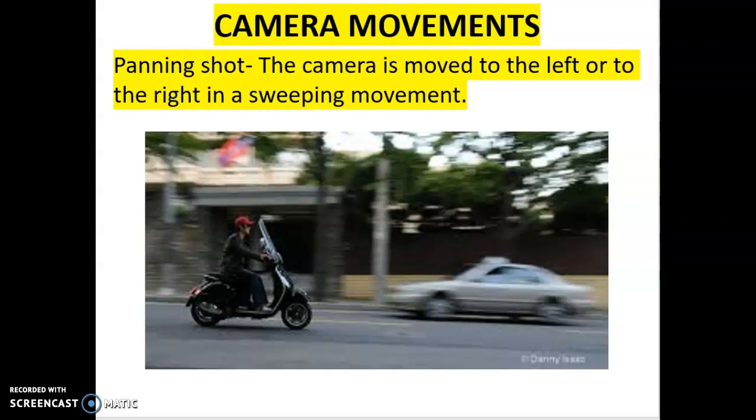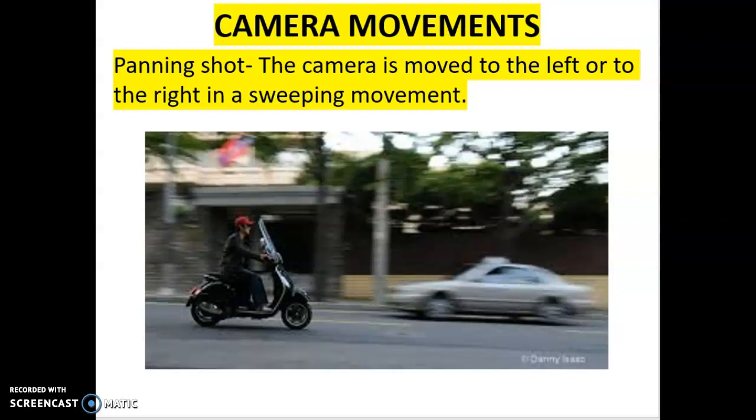What I'd like you to do at any stage is to pause your video when you need to take notes. I'm not going to pause my video. I'll just tell you when a good moment is to press pause, and then you can finish taking the notes in your own time. So the first thing to write is camera movements. That's your heading for today.